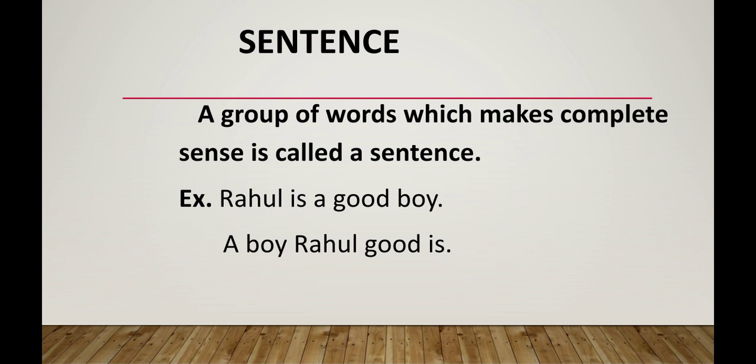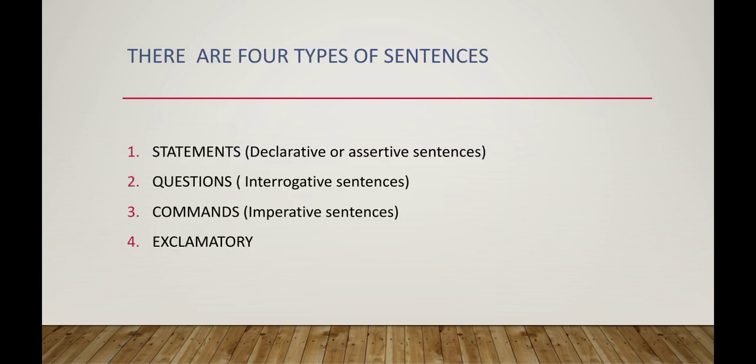Every sentence begins with a capital letter and ends with a full stop, question mark or exclamation mark. And every sentence has two parts, a subject and a predicate. Let us see the types of sentences. There are four types of sentences: statement sentences, question sentences, command sentences, and exclamatory sentences.